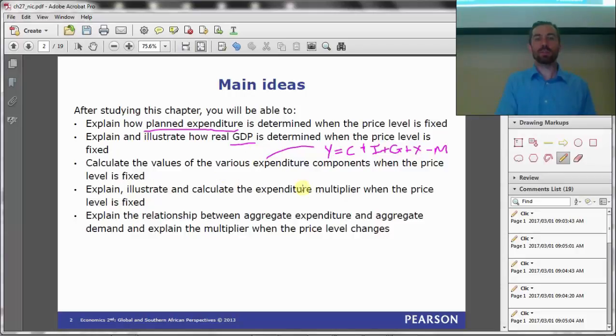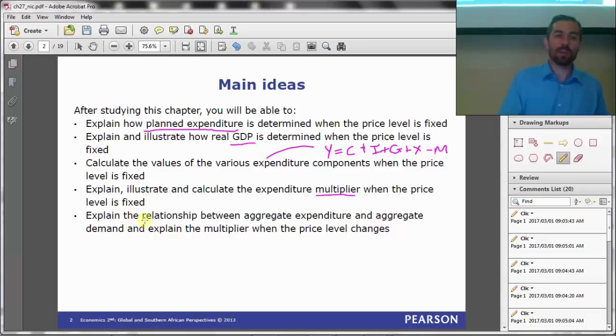Illustrate and calculate the expenditure multiplier. What is the multiplier? Well, when we change these things, C, I, X, G, M, it changes Y, but the relationship is not 1 to 1. It's not like when I increase investment by 10, I increase output by 10. No. When I increase investment by 10, I increase output by 100. Why does it increase by much more? Because of this thing called the multiplier. So we're going to talk about the multiplier.